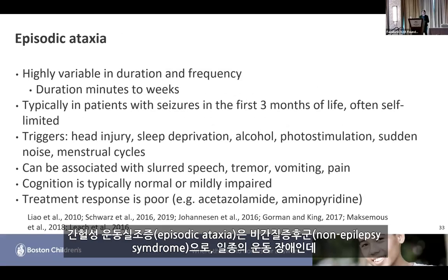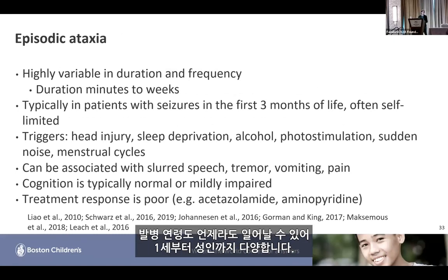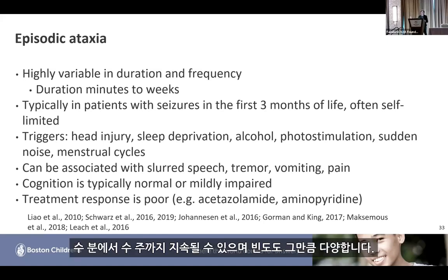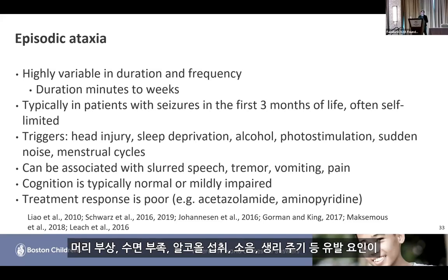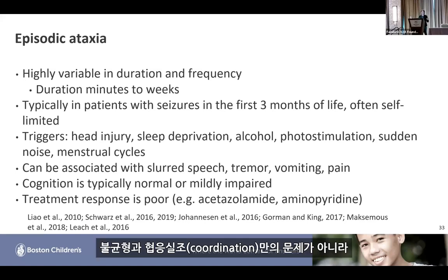So episodic ataxia, a non-epilepsy syndrome or a movement disorder, but again, it can overlap with individuals who have early onset seizures, and this can happen anytime from around a year of age into adulthood. It's highly variable with regards to duration and frequency. The episodes can last anywhere from minutes to weeks, and again, the frequency is highly variable as well. There can be some triggers such as head injury, sleep deprivation, alcohol, noise, menstrual cycles, variety of triggers similar to seizure triggers. And it's not just imbalance in coordination.